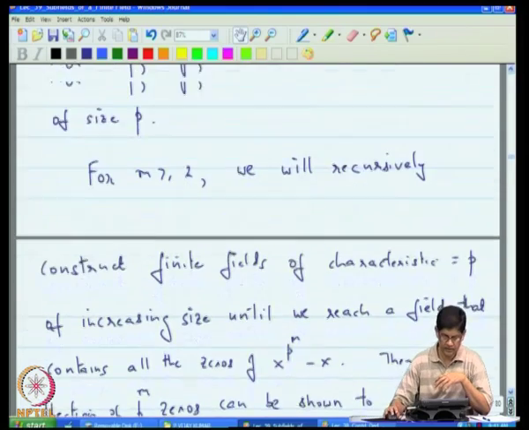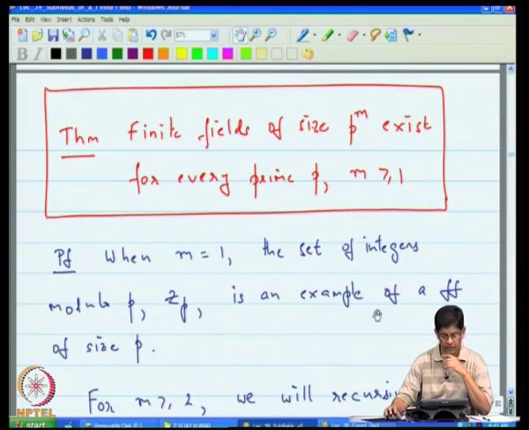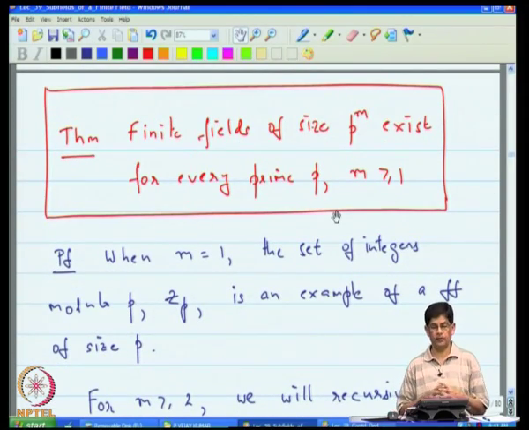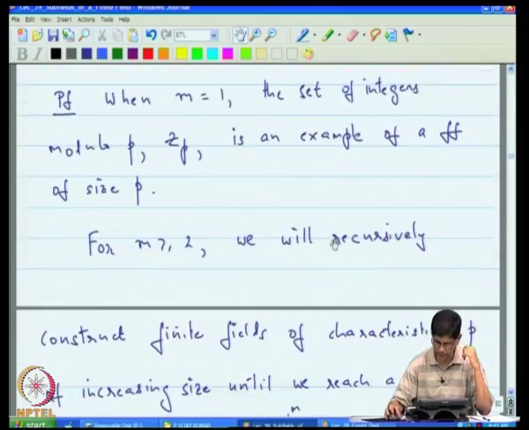For us, it suffices to know that finite fields can only exist when they are of size p to the m, and if you give me a size p to the m, then I know that there exists a finite field of that size. Okay. So, that is what this theorem says.